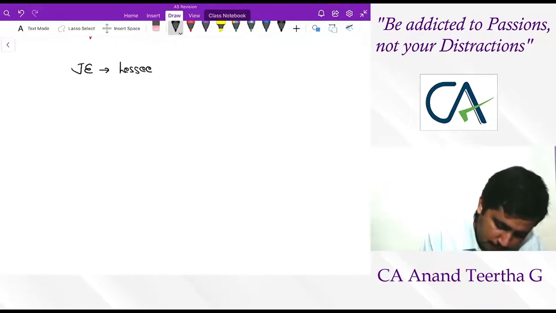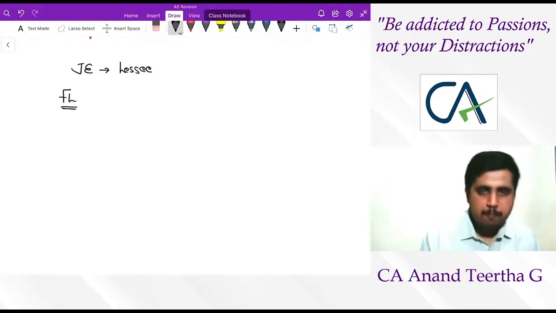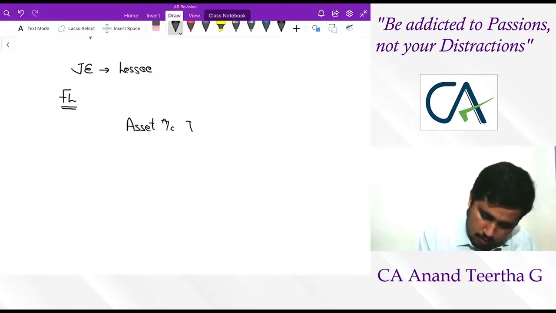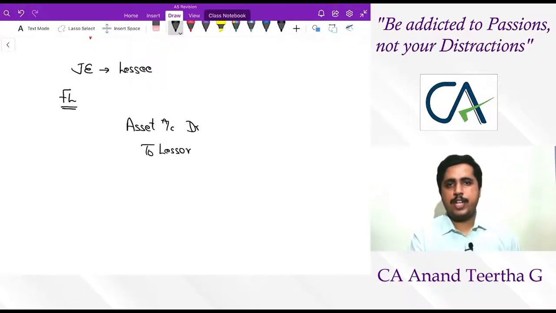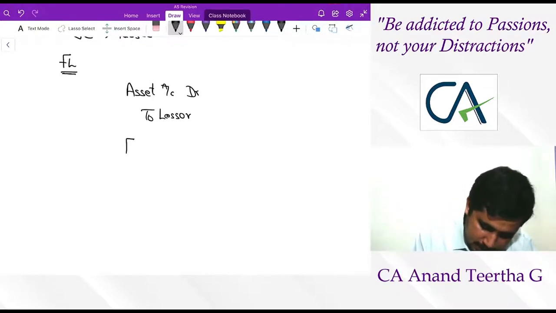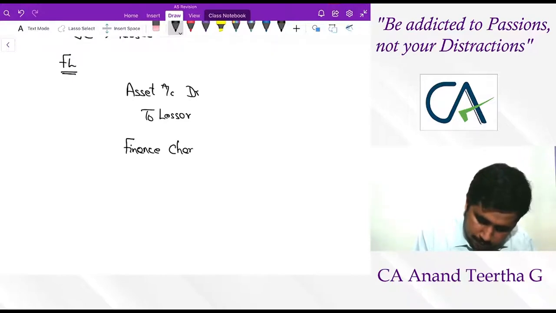Now, first, if it is finance lease, the first entry will be asset account debit to lessor account. This is for your initial recognition of the asset. Then finance charge account debit to lessor account.